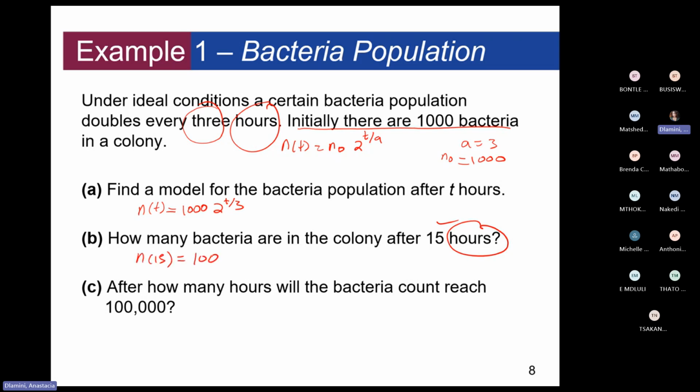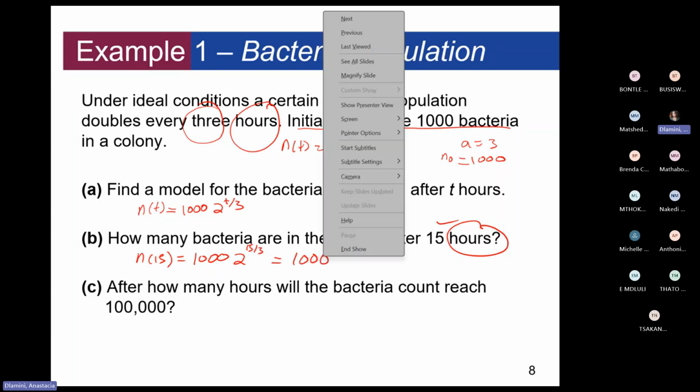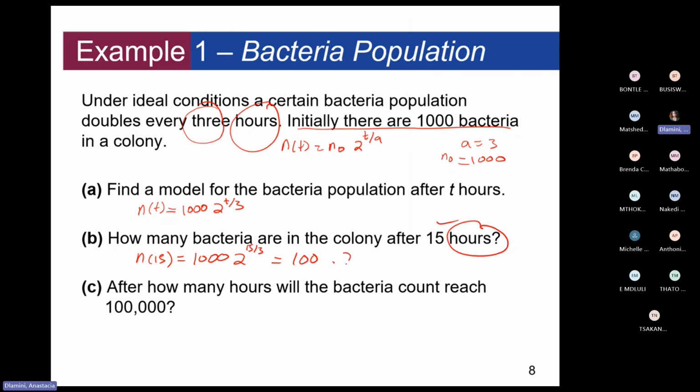So this is 1,000 times 2 to the power of 15 over 3. Always try to simplify it. So this is 1,000 times 2 to the power of 5. And this one you can solve without a calculator, isn't it, guys? Yes, because this is 32, and then you know that this is 32,000.